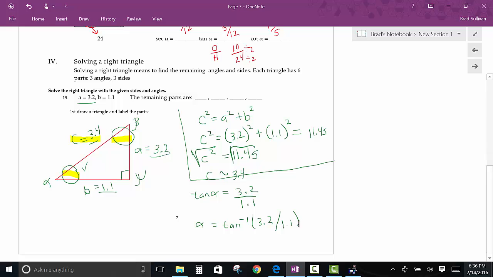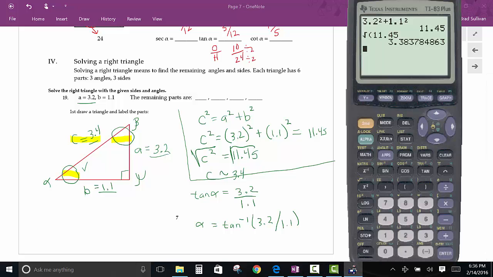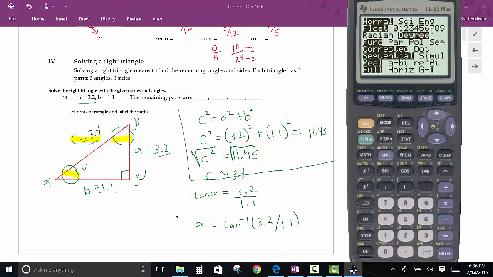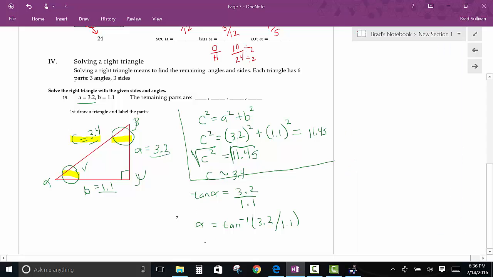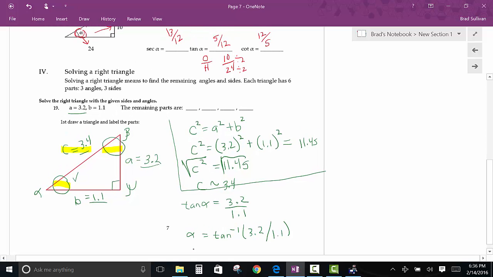And since I want the answers to be in degrees, you want to be sure again that if you press the mode button, you're in degree mode. Okay, so what we should do now is just go second tangent and then do 3.2 divided by 1.1. If you do that, you're going to get an answer of 71 degrees. Let's just round that to 71 degrees, and then that'll take care of angle alpha.